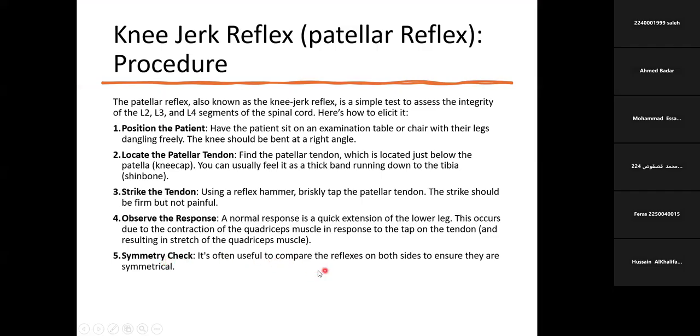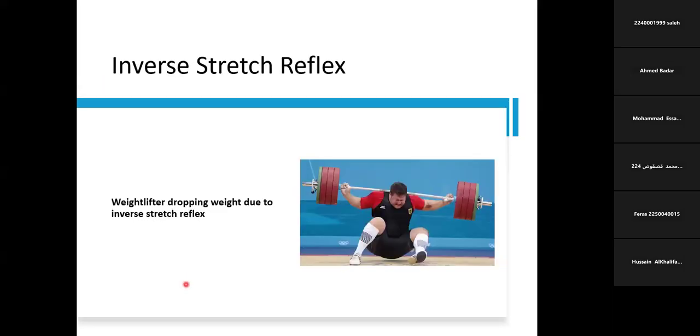It's useful to compare the reflex on both sides to ensure that they are the same, because it is possible that one side of the brain, or one side of the corticospinal tract, or one side of the lower motor neuron, meaning on one side, it is damaged and the other side is fine. So this helps us immediately. If the two sides' reflexes are not equal, disease is there. My dears, let's go to the second one.